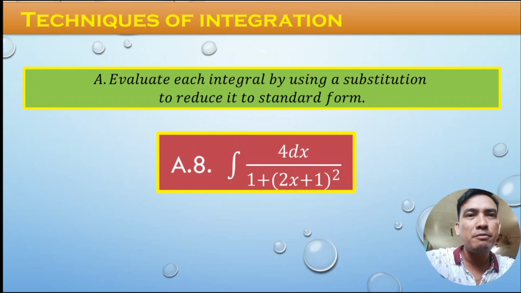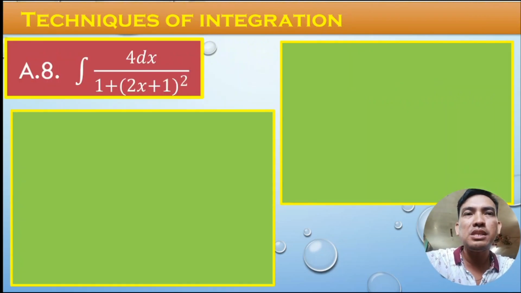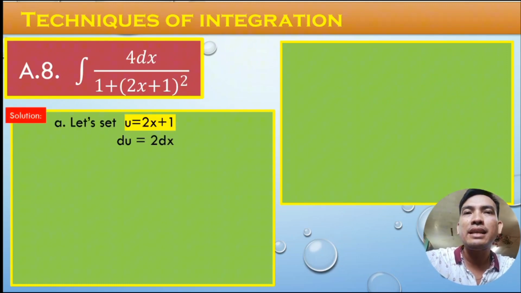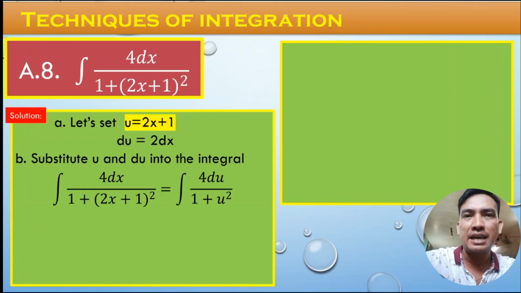So we have here our problem number 8, the integral of 4 dx all over 1 plus the quantity square of 2x plus 1. To solve this one, the first thing that you're going to do is to let u be equal to 2x plus 1. So that's why you would have du is equal to 2 dx. By substituting u and du into our integral, we have the integral of 4 du all over 1 plus u squared.